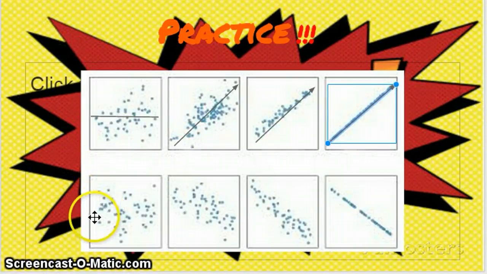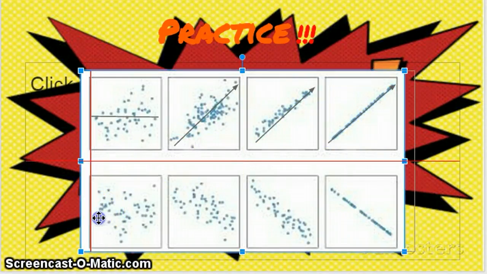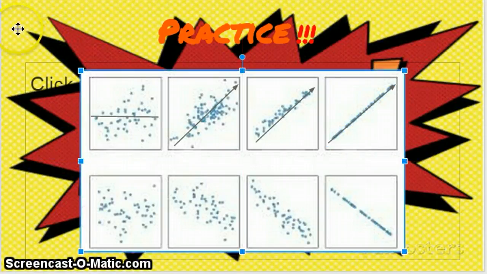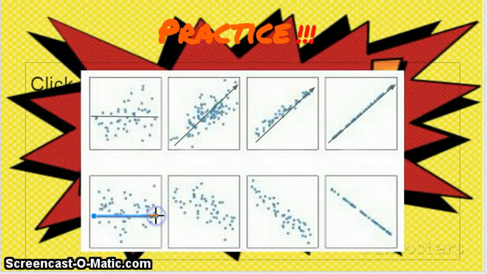Next, we have another no association, because as you can see here, there is no clear direction in which it goes. Okay, and for our next one, we see that its strength is pretty low, but it does go in a general negative direction. So here we have low strength negative association.